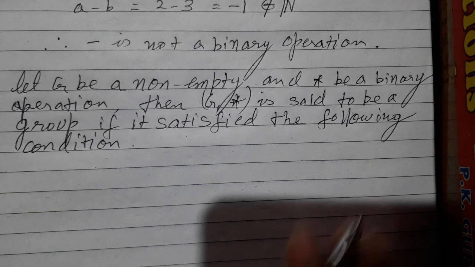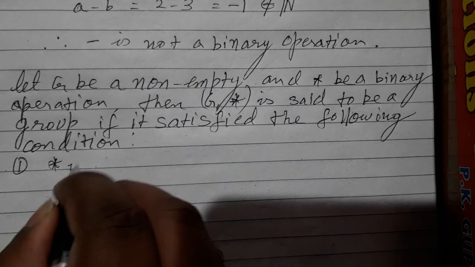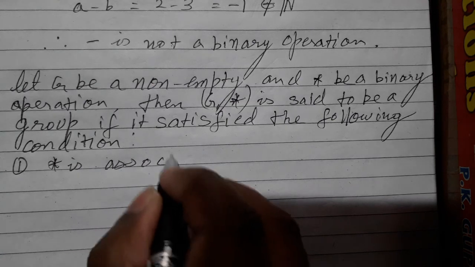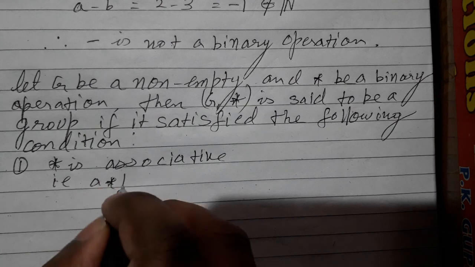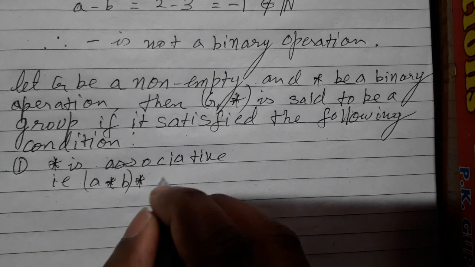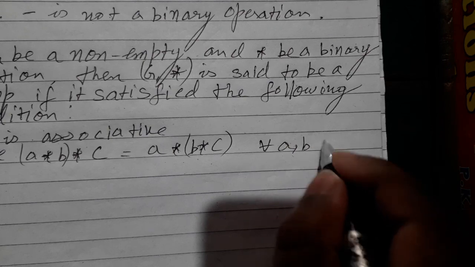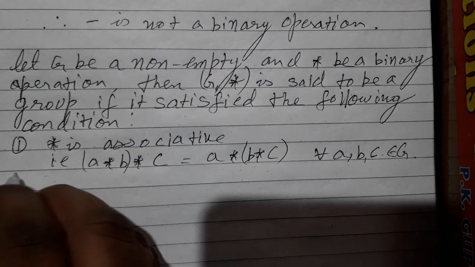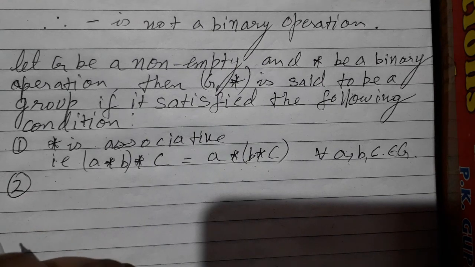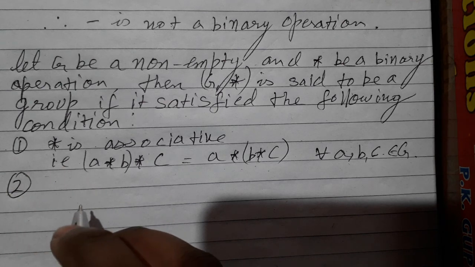If it satisfies the following conditions. Okay, so the first condition is that star is associative. That is, (A * B) * C = A * (B * C) for all A, B, C belonging to G. Next, you have to show there exists an identity element.